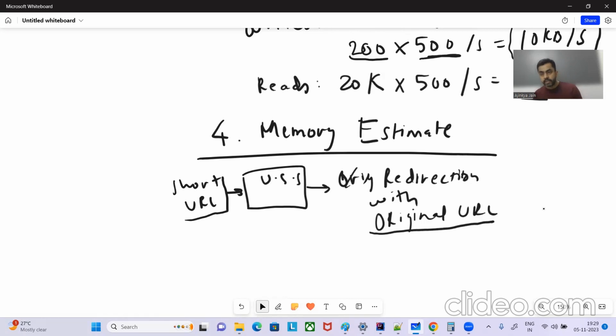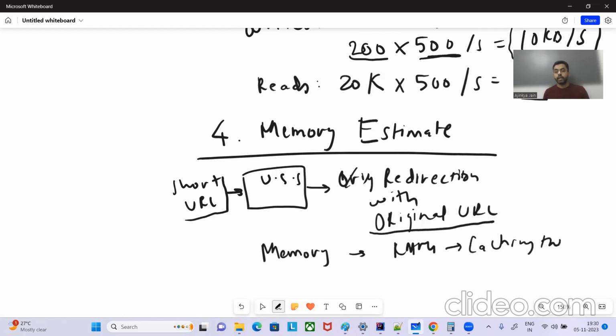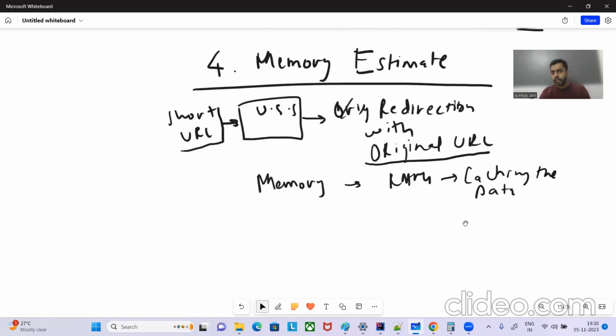So if you want minimum latency, what is the best storage? The best storage would be the memory, the RAM. You must definitely know that reads and writes to the RAM are very fast. So when we say memory storage, we would be caching the data into the memory. If you want to provide fast service with minimum latency, we need to store some of the data in memory, so that the original URLs will be served faster.